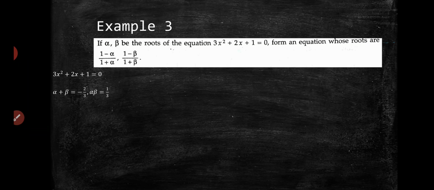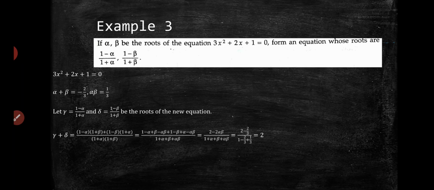Now let us consider the new equation which we are going to form. Their roots be gamma and delta. So gamma is basically 1 minus alpha by 1 plus alpha, and delta is basically 1 minus beta by 1 plus beta. So to find the equation, first we need to find the sum of the roots and product of the roots of these new equation. So let us first find what is gamma plus delta.